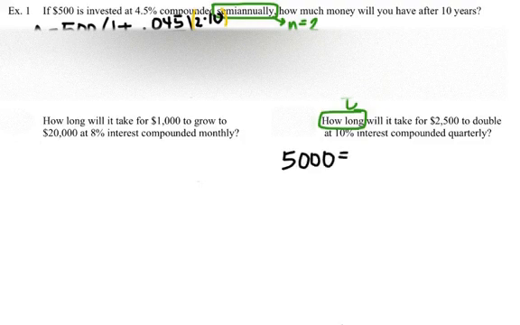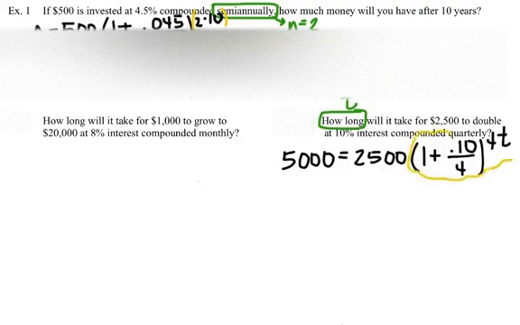So we'll have 5,000 is equal to 2,500 times the quantity 1 plus my interest rate as a decimal, which would be 0.1 or 0.10, divided by how many times our interest is compounded per year. Quarterly means 4 times a year. And then all raised to the 4 times t power. So once again, we want to isolate the exponential quantity. So we'll divide both sides of the equation by 2,500, and we'll get 2 is equal to 1 plus 0.1 divided by 4, all raised to the 4t power.